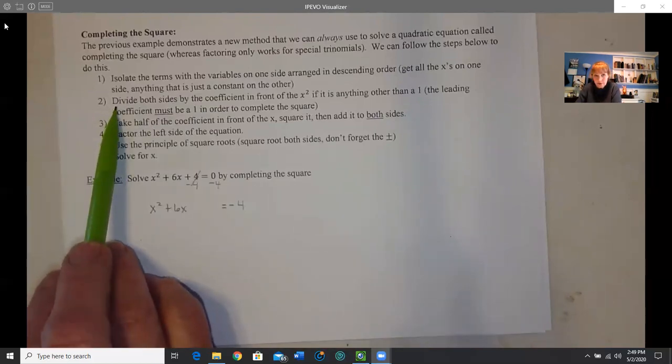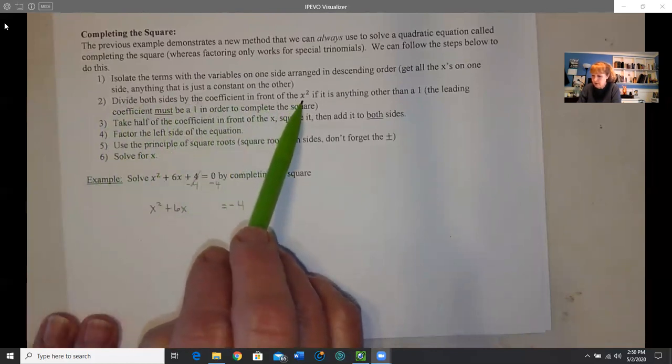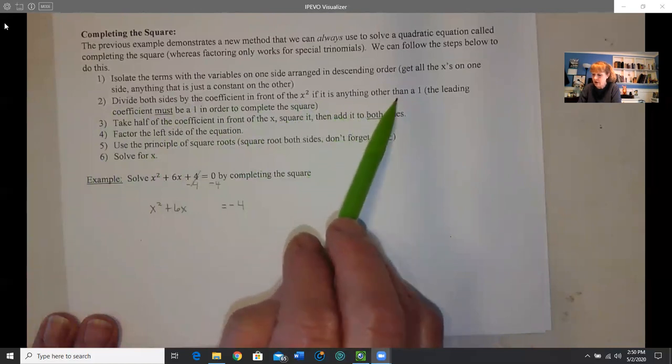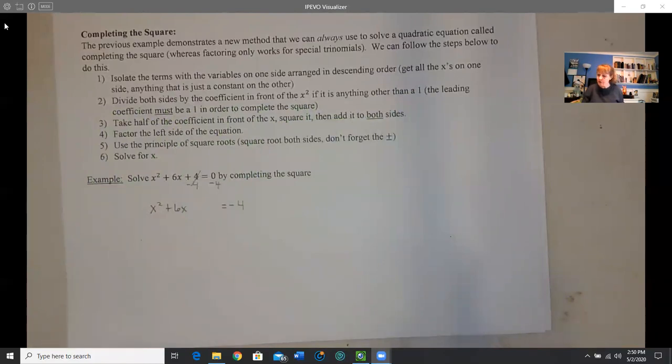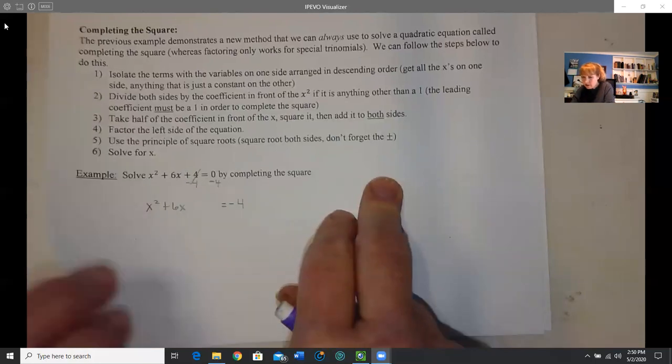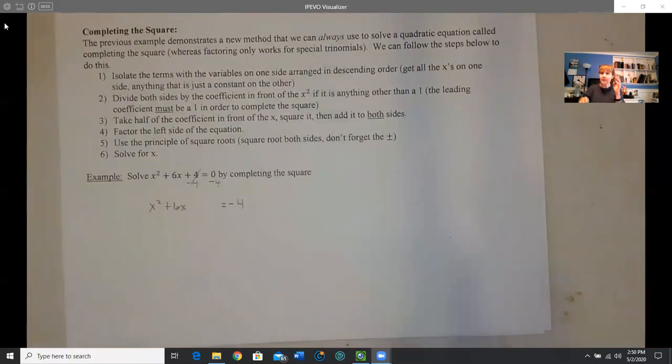Now, this step 2, let's talk about it real quick here. Divide both sides by the coefficient in front of the x squared if it is anything other than a 1. Ours is a 1. Okay? If it's not a 1, we have this extra step. But for the next 3, it is always going to be a 1. So we're not going to have that step 2.